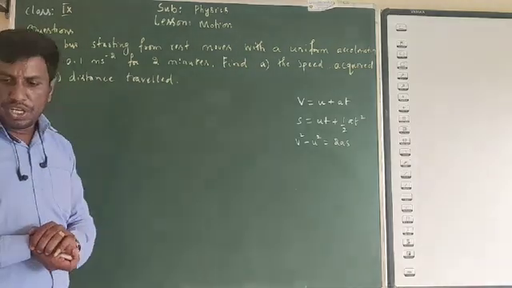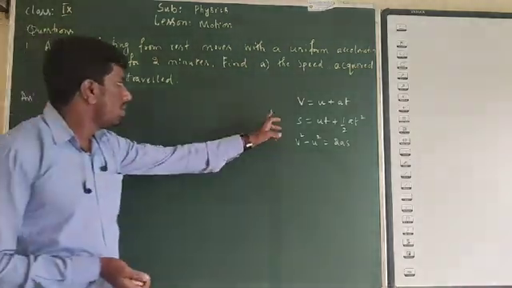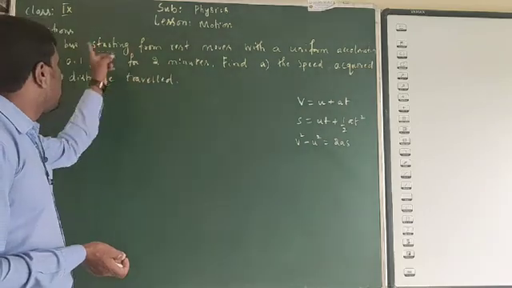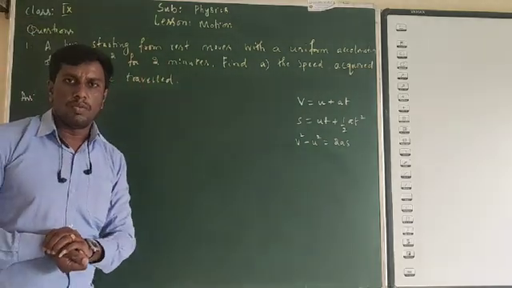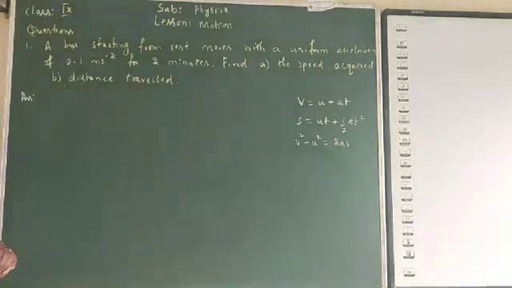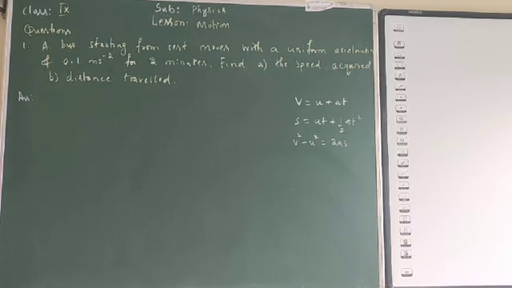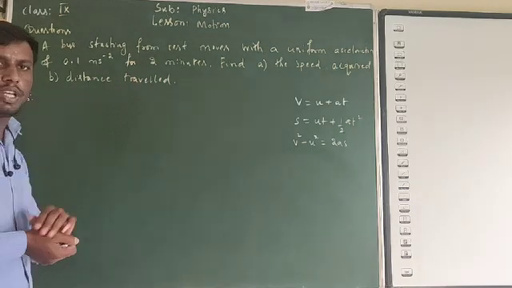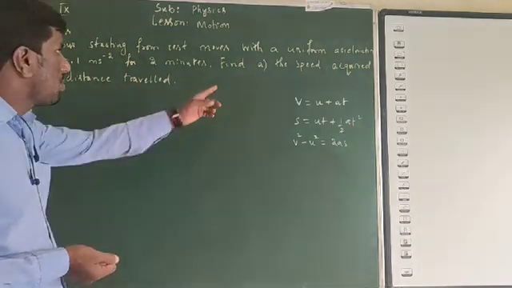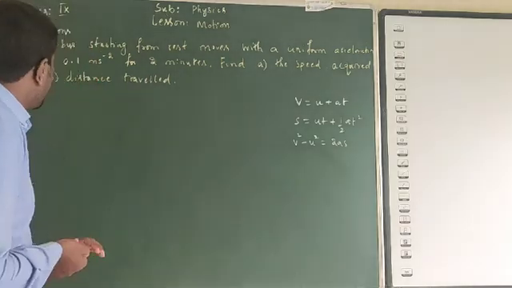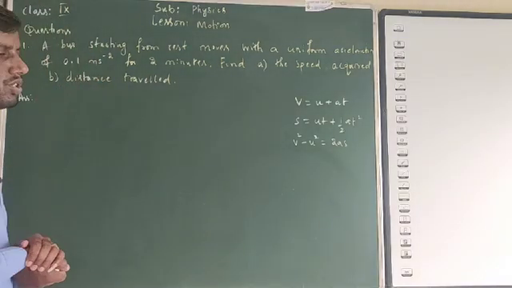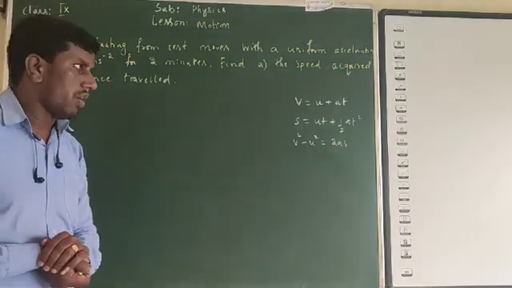So in today's session, we are going to use these equations to solve numerical problems, right? Here the numerical problem is: a bus starting from rest moves with a uniform acceleration of 0.1 meter per second square for 2 minutes. Find, first, the speed acquired. Second, the distance traveled.